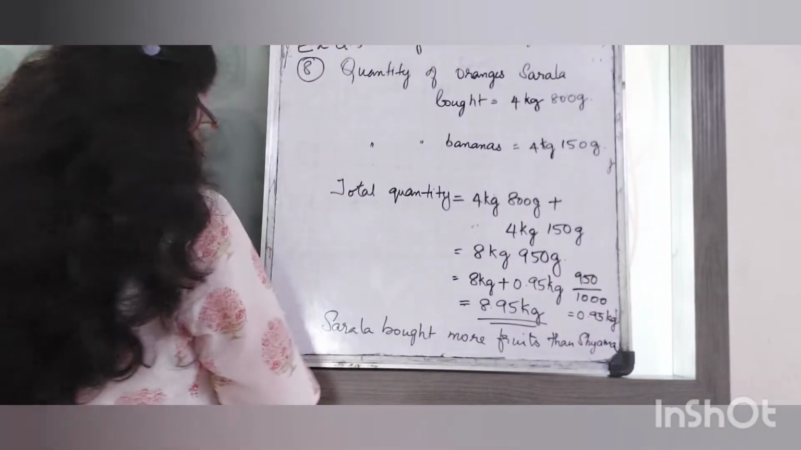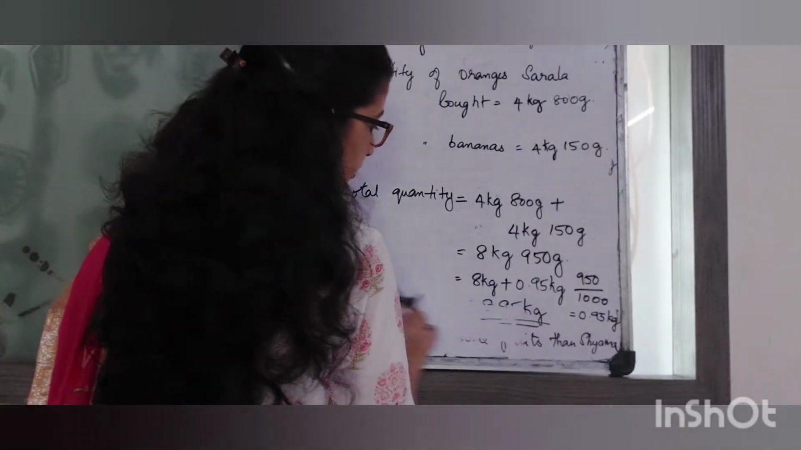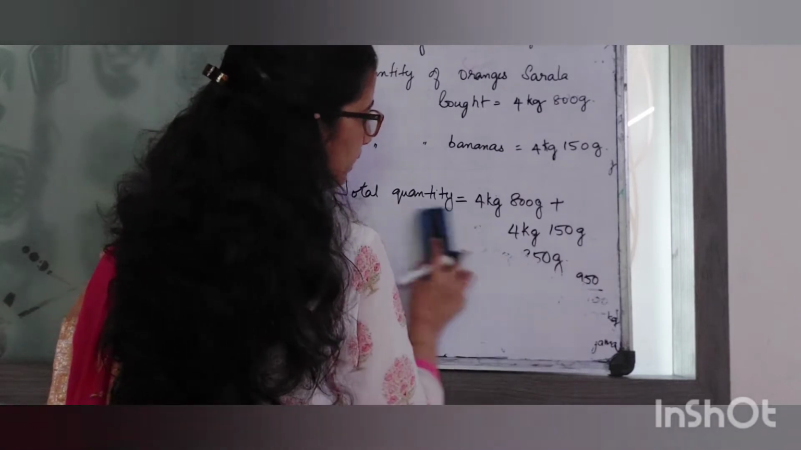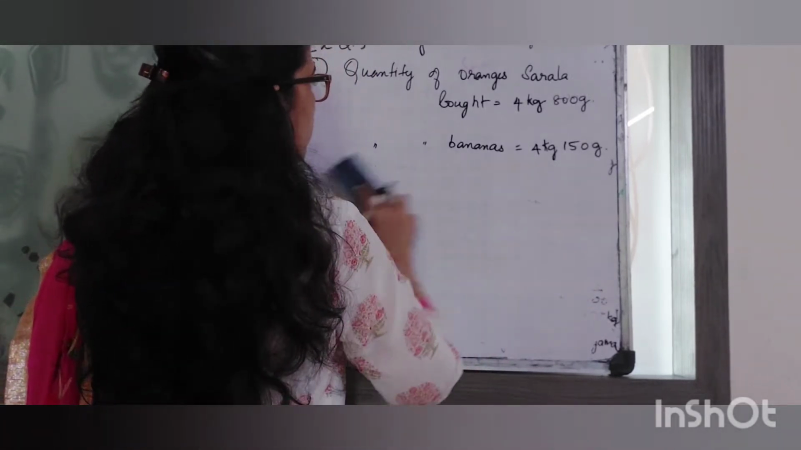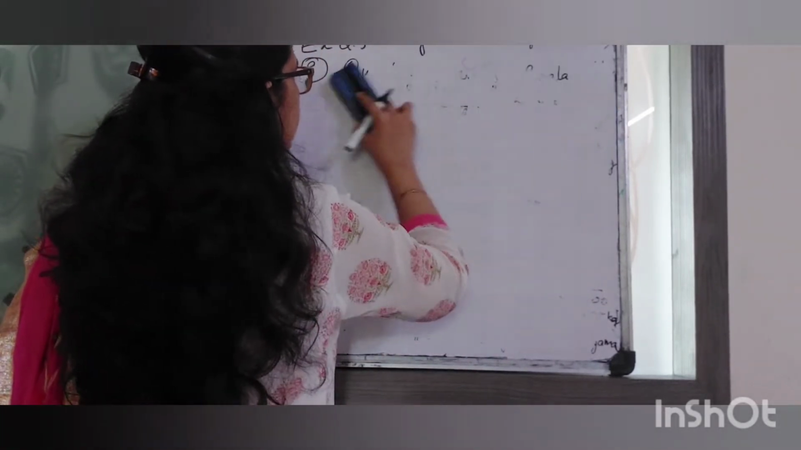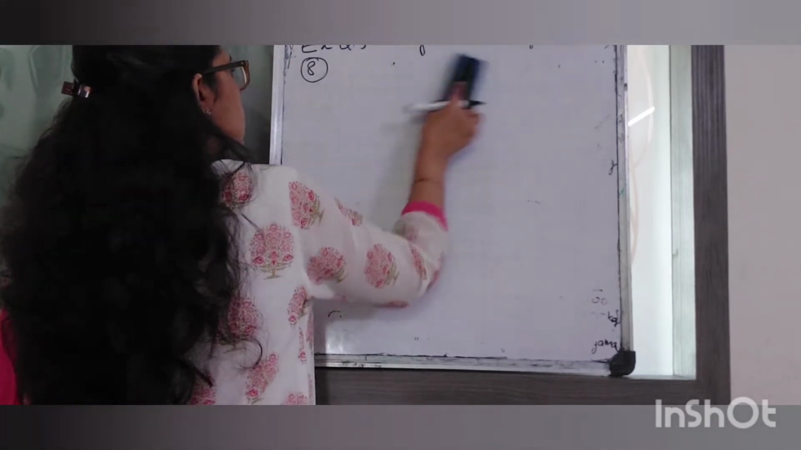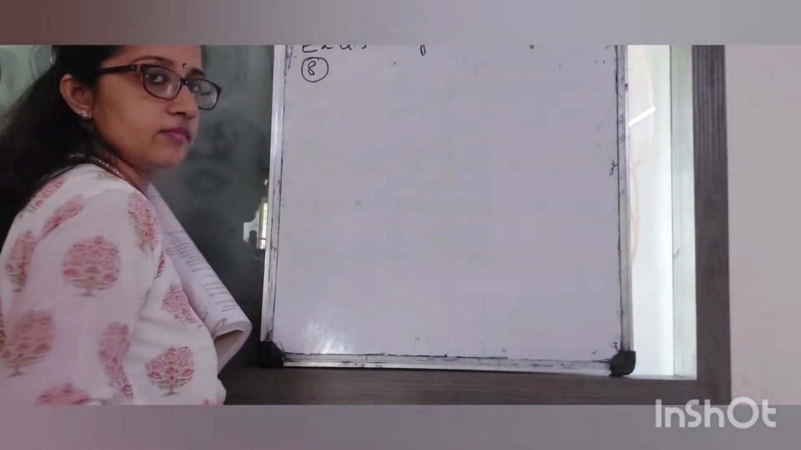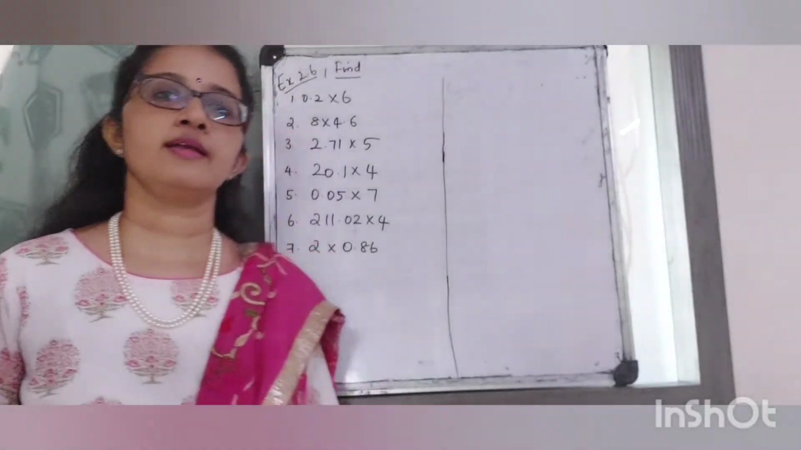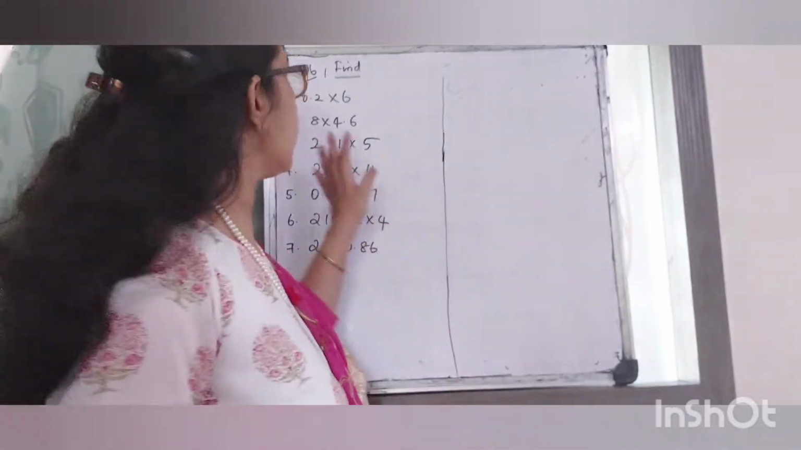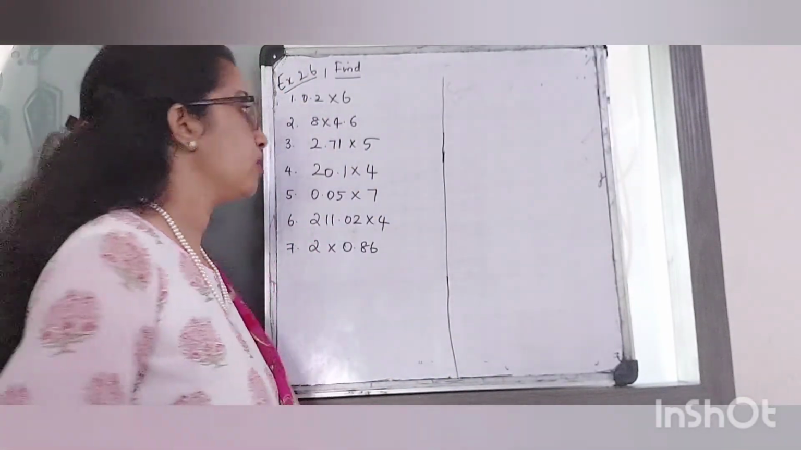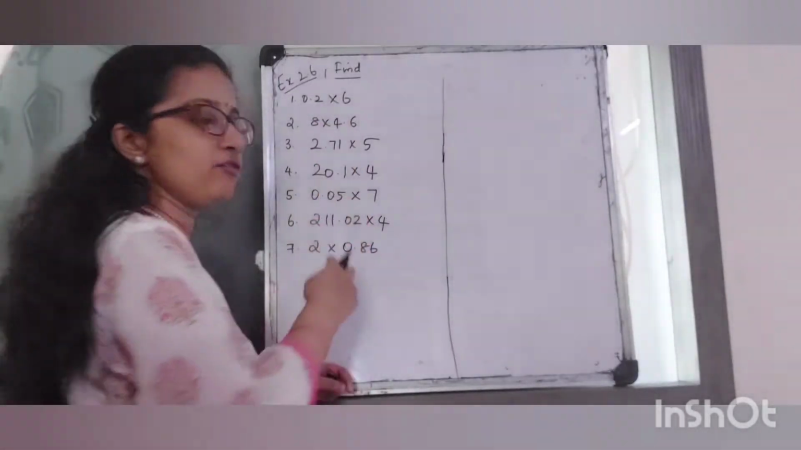Okay. Now let's move on to the next exercise, that is exercise 2.6. 2.5 is over. Now we move on to exercise 2.6. There are 2 more exercises in this chapter and we will finish this chapter. Now we will move on to exercise 2.6, which is multiplication of decimal numbers. Okay, so let's do it one by one.